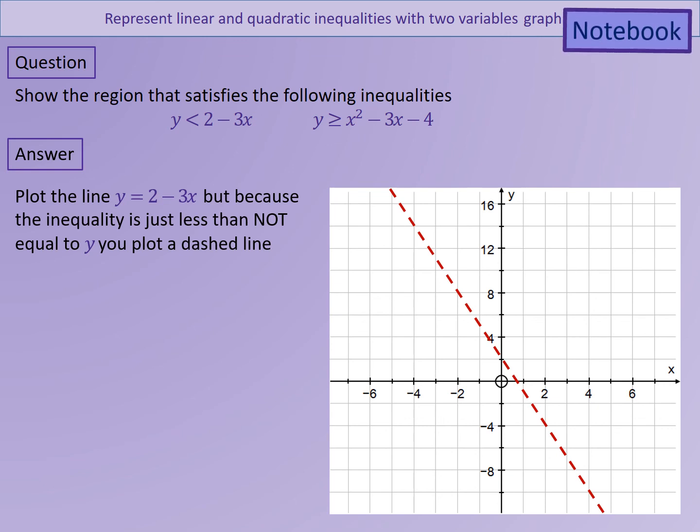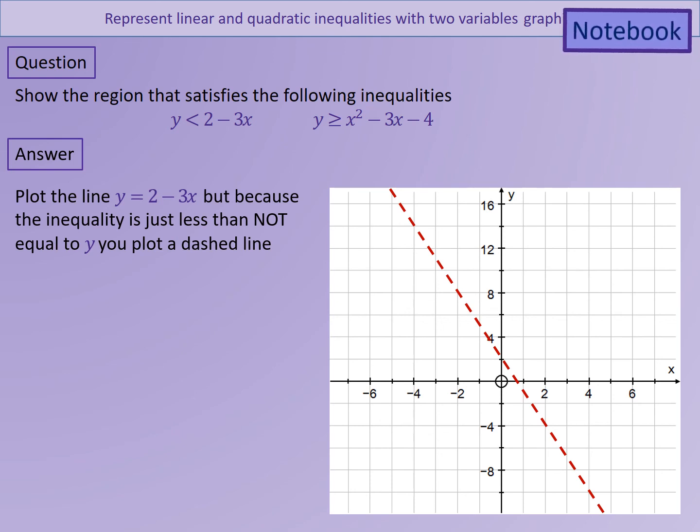However, you will notice that the line this time is a dotted line. And the reason why we've drawn it as a dotted line is because the inequality is a less than inequality. It does not include equals 2 minus 3x. So the way that we indicate that we're not interested in the point actually on the line itself is to do a dotted line.